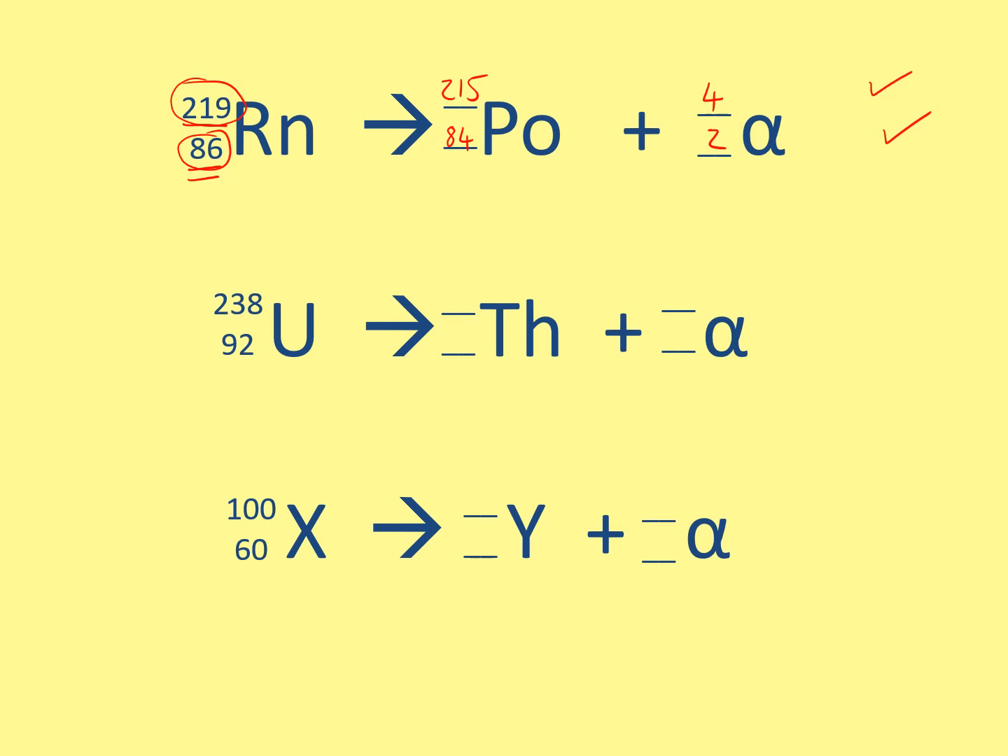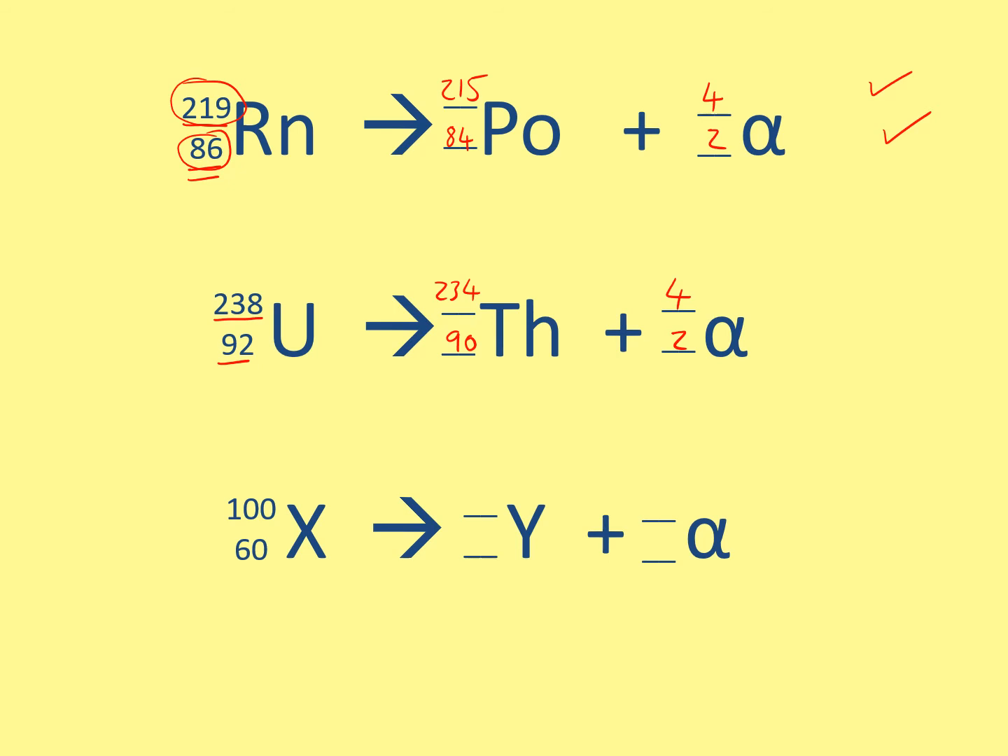We can see that this uranium atom started with 92 protons. And we know that it decayed into thorium plus this alpha particle, which is 4,2. It's always 4,2. And if I started with 92 protons and 2 have left, there must be 90 left. If I started with 238 things in the nucleus, 4 of them left, so there must be 234 remaining.